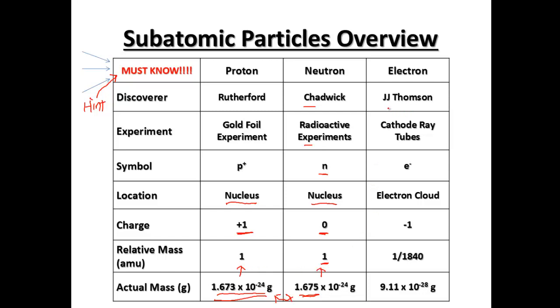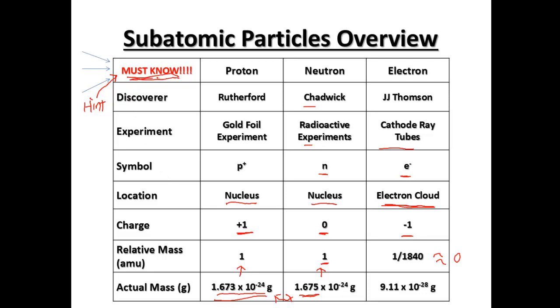And last one, the electron, J.J. Thomson with our cathode ray tubes. Electron's symbol is E minus. It's found in the electron cloud outside of the nucleus. Its charge has a relative charge, or charge of -1. Relative mass, 1/1840th of the mass of the proton or neutron. Basically, it amounts to approximately 0 if we think about it. It does have some mass, relatively speaking, but we're not going to include it in the overall mass of the atom. So this chart is a must-know chart.